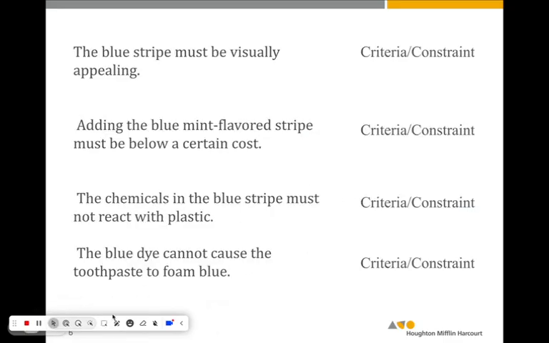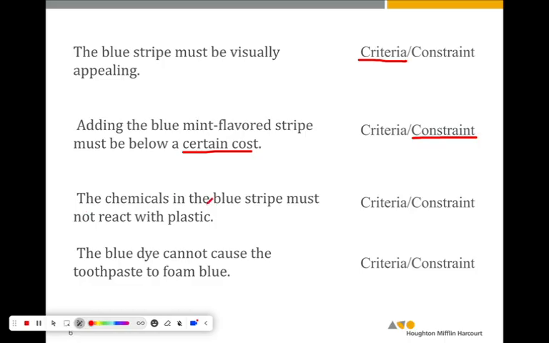So let's think if these are criteria or constraints. The blue stripe must be visually appealing. If the blue stripe must look good, that's definitely part of our solution that we want to have. So I would say criteria. Adding the blue mint flavor stripe must be below a certain cost. So there's a budget cap. If it goes above that cost, it would be bad. So that's a limitation, or constraint.